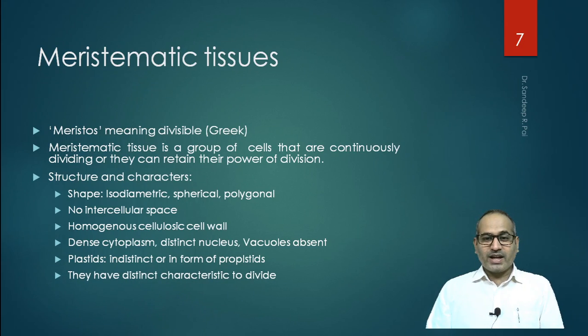They have a distinct characteristic to divide, so that makes them meristematic and different from many other types of tissues and cells, because these meristematic tissues tend to divide on their own.